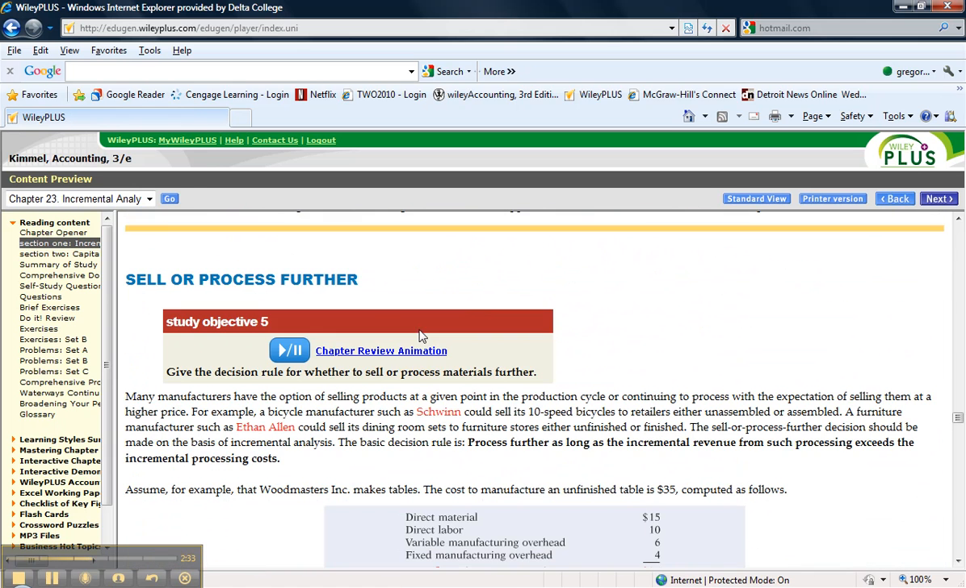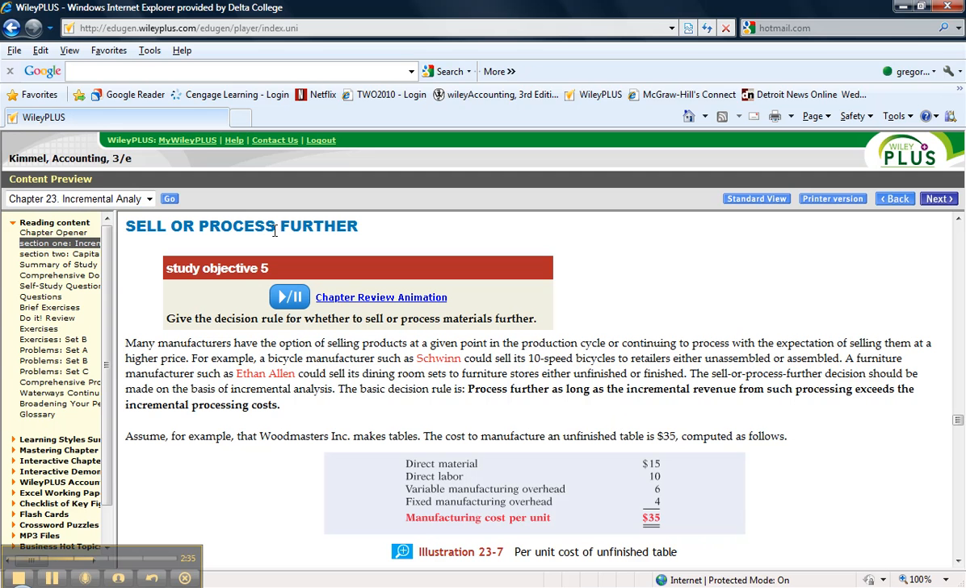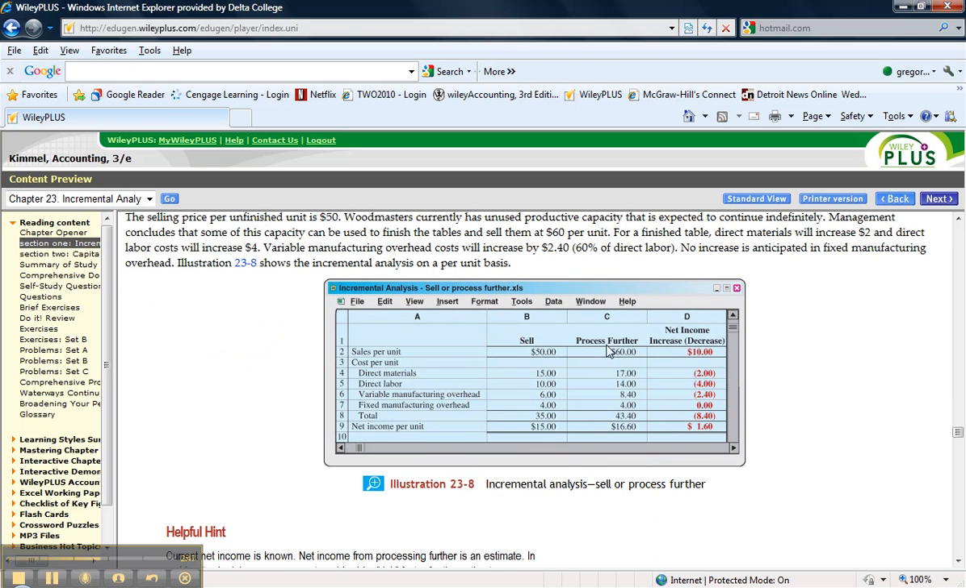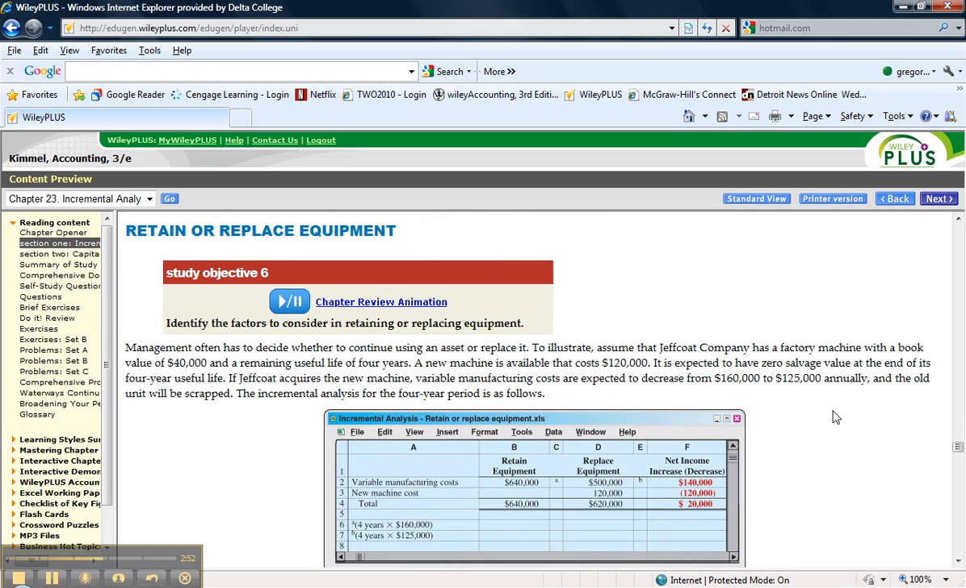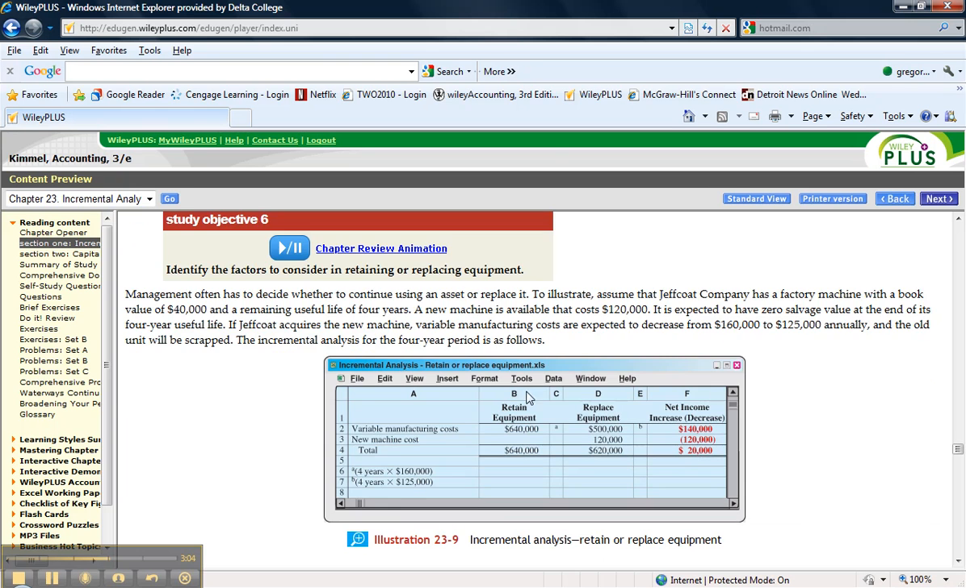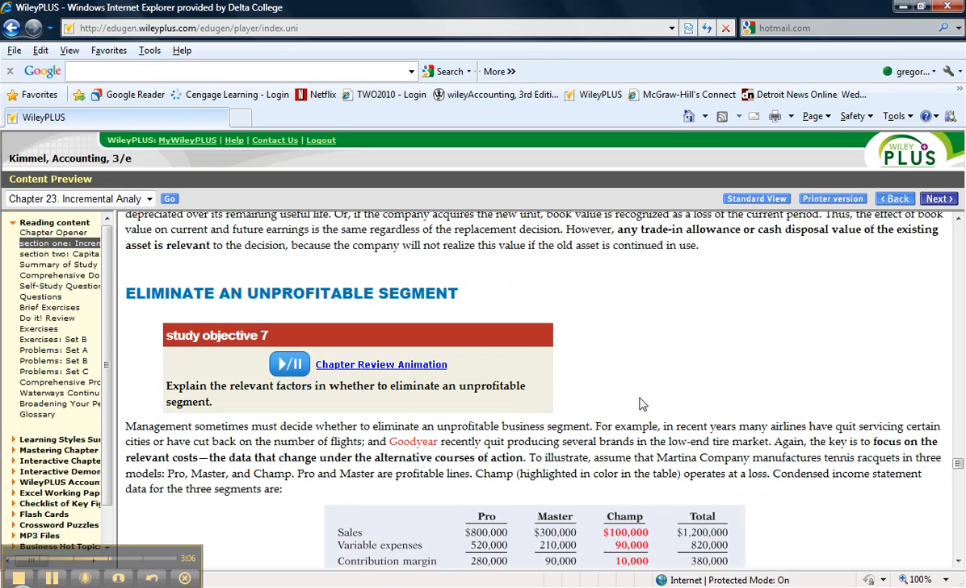Continuing on, sell or process further. The best example of this is with unfinished furniture. You can sell unfinished furniture at a certain price, or you can finish it and then charge a higher price. This type of analysis will help you determine whether you should sell something or process it further and sell it for a higher price. Retain or replace equipment. If the equipment is getting old, it's probably costing you more to operate it. So should you bite the bullet, buy a new piece of equipment, and then get reduced operating costs? There's an analysis right here to help you figure that situation out.